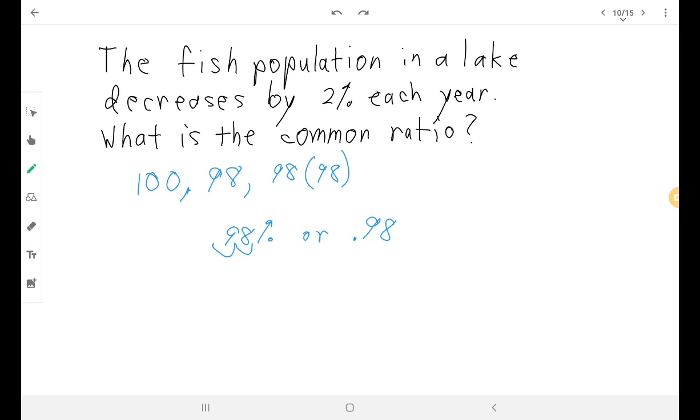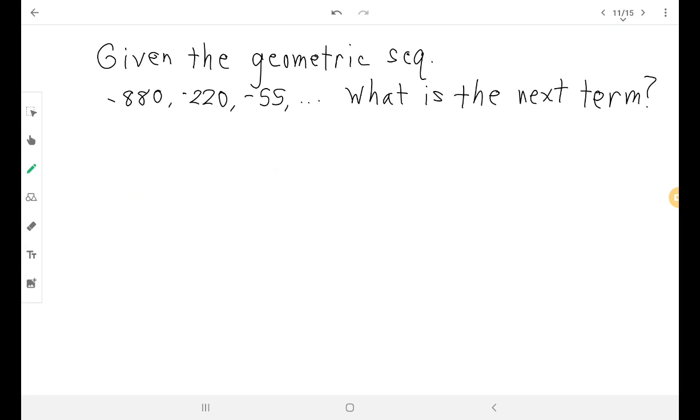All right, let's go on to the next problem. Again, we're given a geometric sequence, so we're being told already that it is a geometric sequence. And here are the first 3 numbers, and it wants to know what's the next term. So how do we get the next term? Well, let's take a look here.